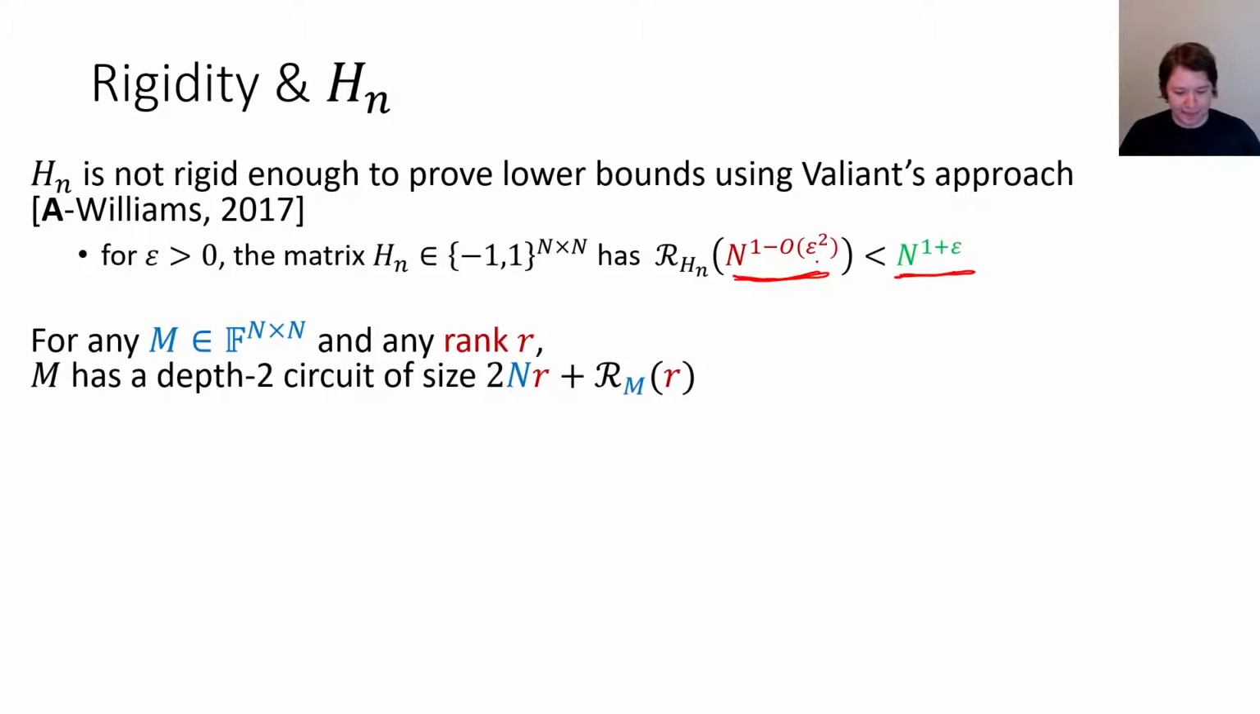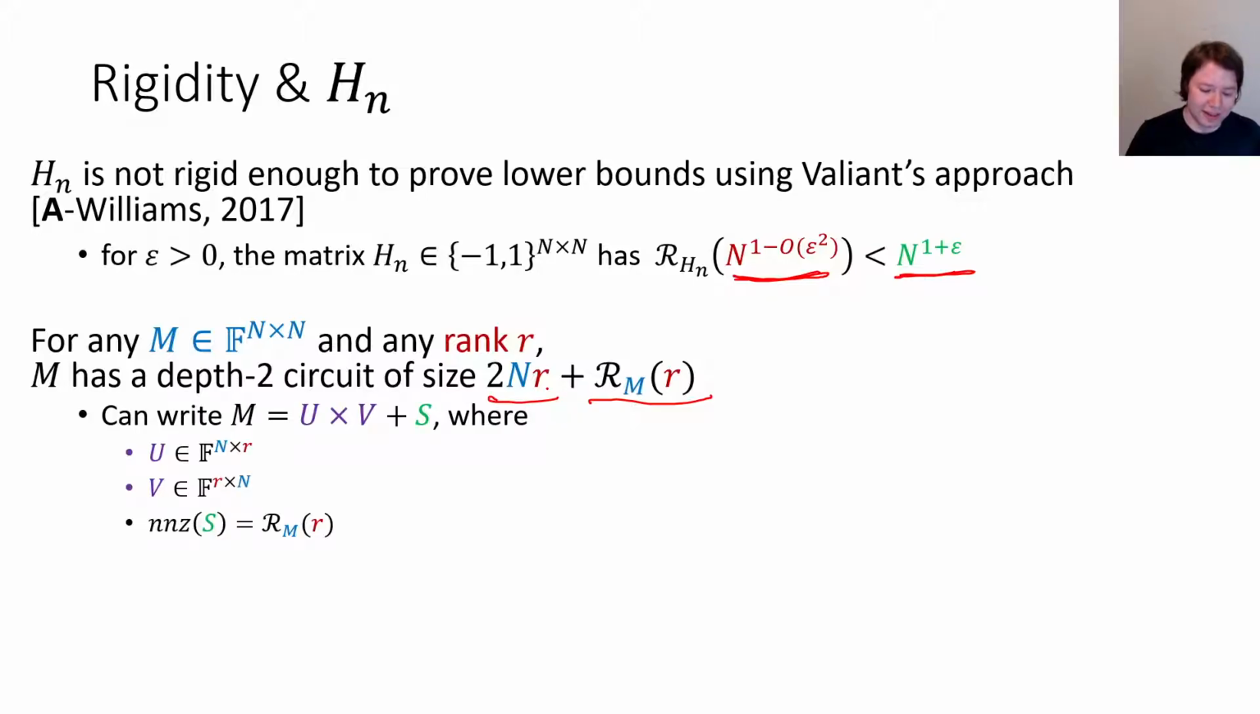The idea is just that if you have any matrix M and any rank R, and you compute the rank R rigidity of M, then you get a depth 2 circuit for M of size the rigidity plus 2 times n times R. And the idea is just from this rigidity upper bound, we know we can write the matrix as the sum of a low rank matrix, which we can factor like this, and a sparse matrix S. So the sparse matrix, the number of non-zero entries in it is the rigidity that we computed. So S corresponds to a depth 1 circuit of size the rank R rigidity of M.